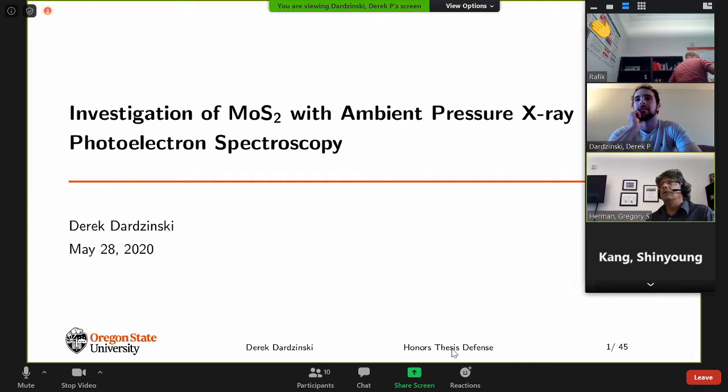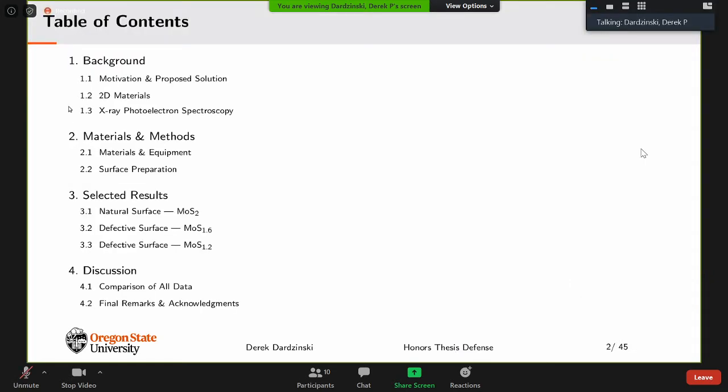Alrighty. Okay, so we will take a look at the investigation of MoS2 with ambient pressure X-ray photoelectron spectroscopy. And as Dr. Herman said, this is my honors thesis defense. Okay, so I'll start by going over what we're going to talk about in this presentation. So I'll start with a little background about what the issue we're trying to solve is, a little bit about 2D materials and XPS, and then we'll go over the materials and methods that we used, go over some results, and then finally discuss all the results.